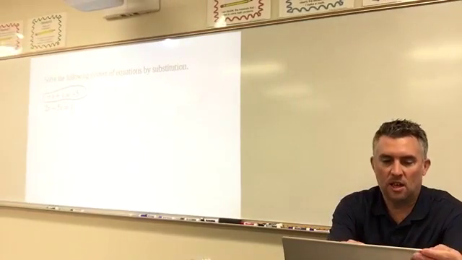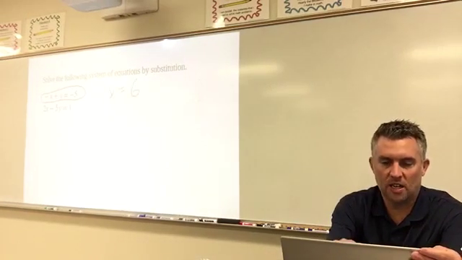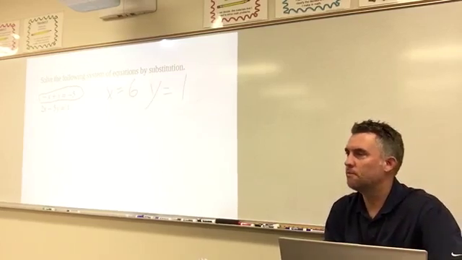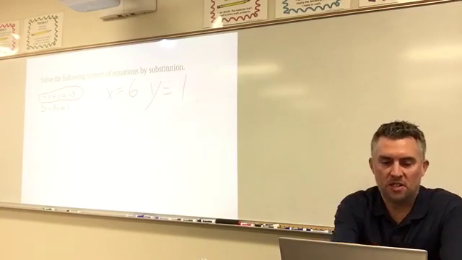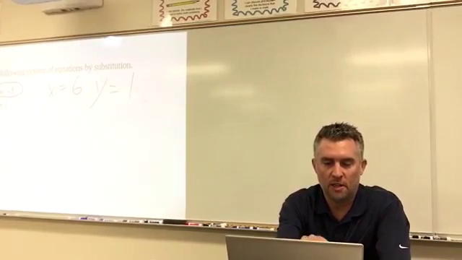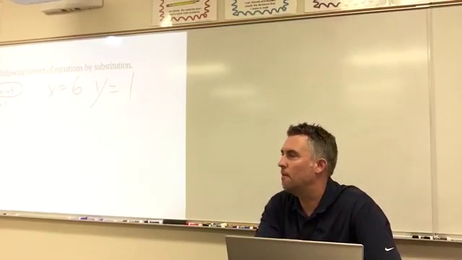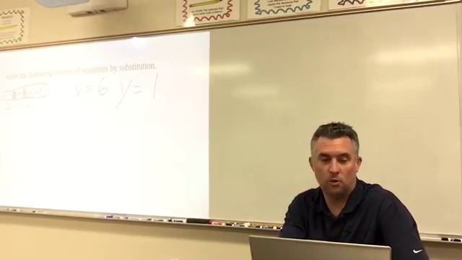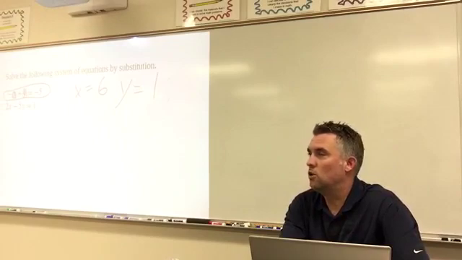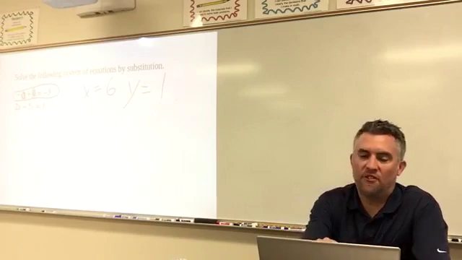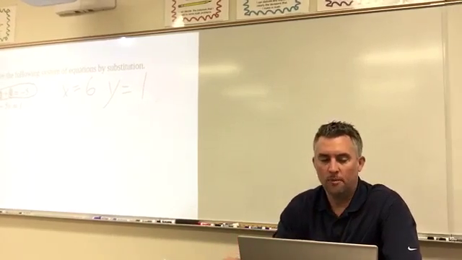Like, I could say x equals 6 and y equals 1. Do you guys agree that that would work? If I put in a 6 right here, I'd have negative 6 plus 1. Negative 6 plus 1 is negative 5, right? So 6 and 1 works, but so would something else, and so would something else. So would 7 and 2. So would 8 and 3. Like there's a lot of answers, right? So can we specifically solve for x and y? No.